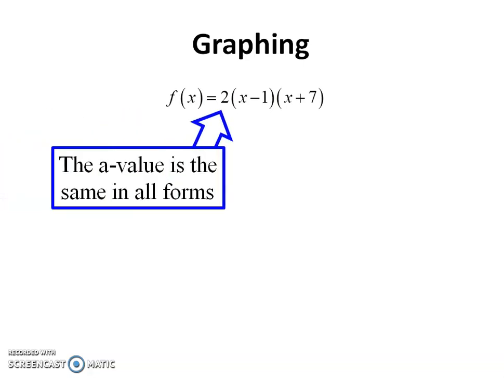Before I get to that, just to highlight a couple of things. This a value, the a value in front, not only does it do the same thing as the a value in the other forms, it is actually the same numerical value. It's always the same. So no matter what form I convert to, this parabola, this function, has an a value of 2, positive 2. That's something that's important.